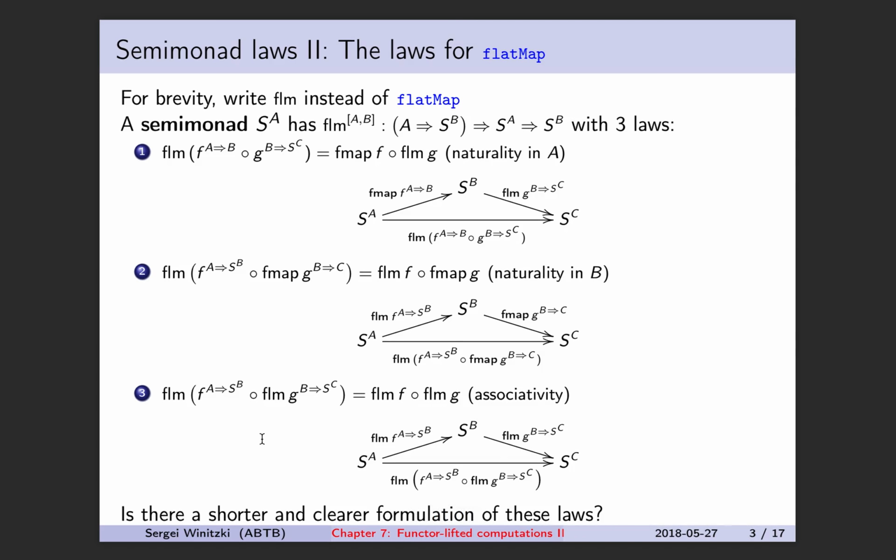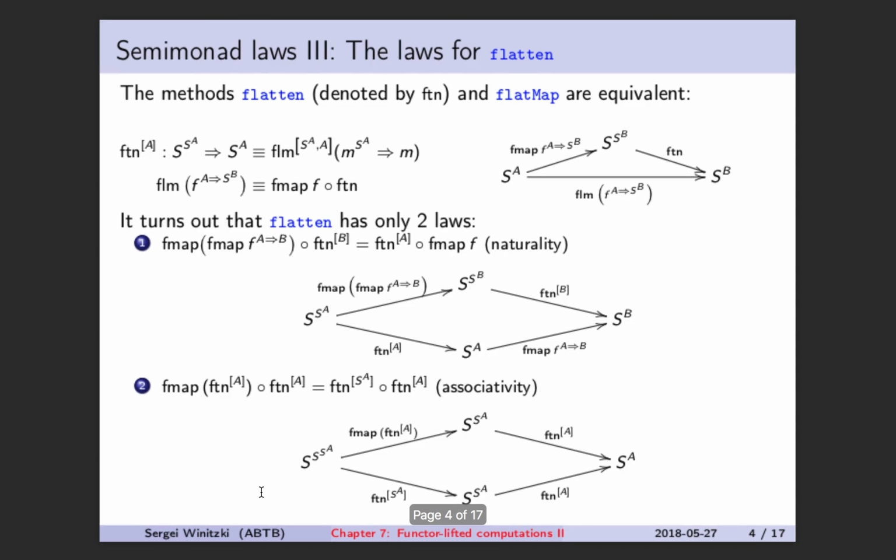And then I formulate these properties in algebraic notation and also illustrate them using type diagrams. Now these are somewhat complicated combinations of flatMap, which I denote like this, and fmap. Is there a shorter formulation of the laws?